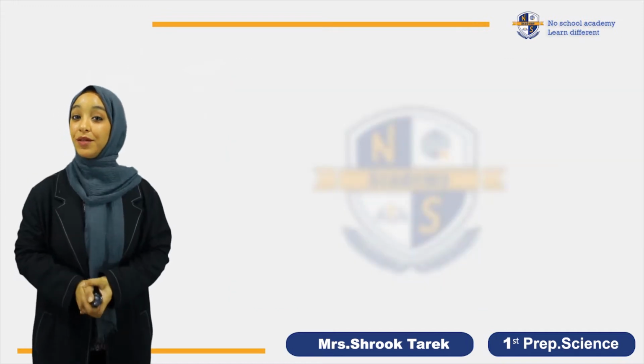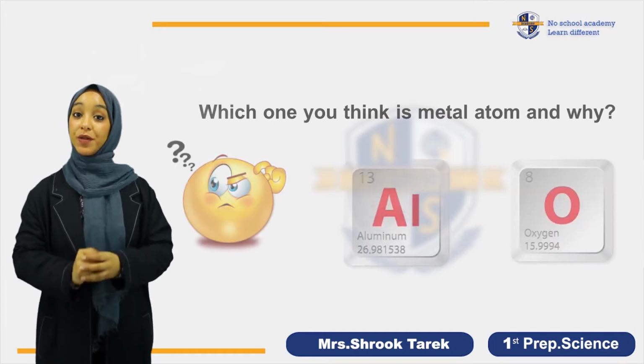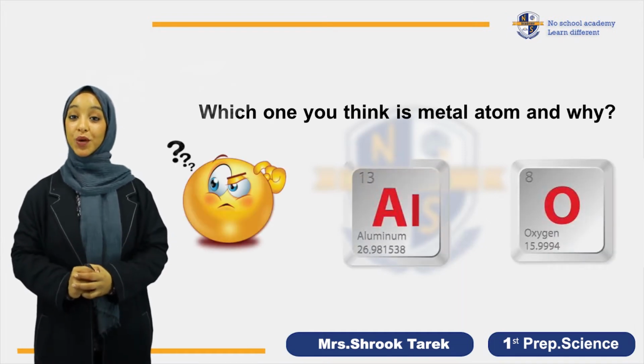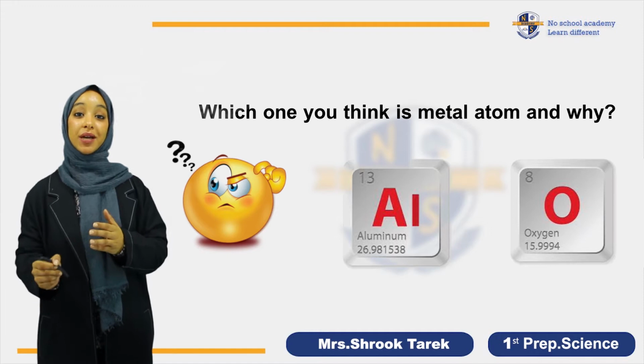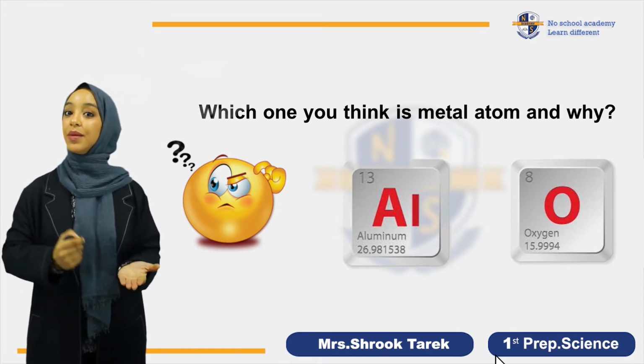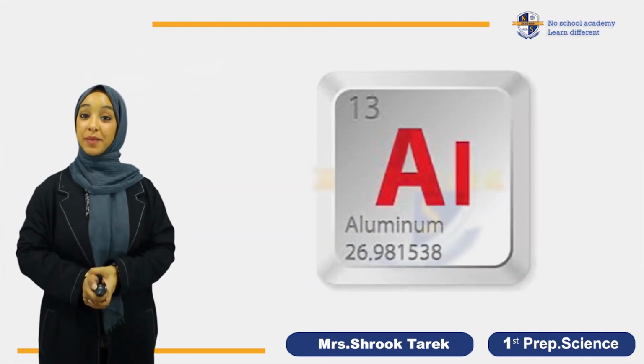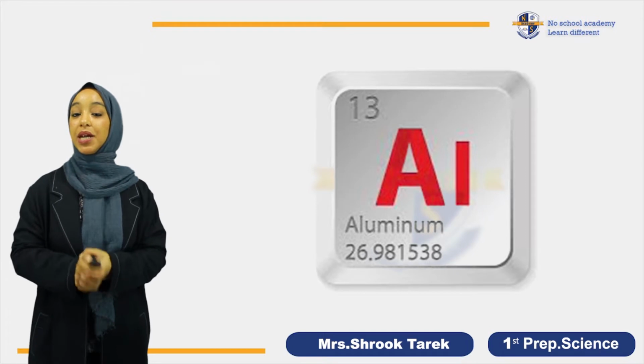بس قبل ما نبدأ الفيديو عايزة أفكركم شوية بالدرس بتاع المرة اللي فاتت. هتوقفوا الفيديو ده. Solve this question in your science notebook. So which one you think is a metal and why? Aluminium or oxygen? برافو عليكم. طبعا aluminium is a metal and oxygen is a non-metal.